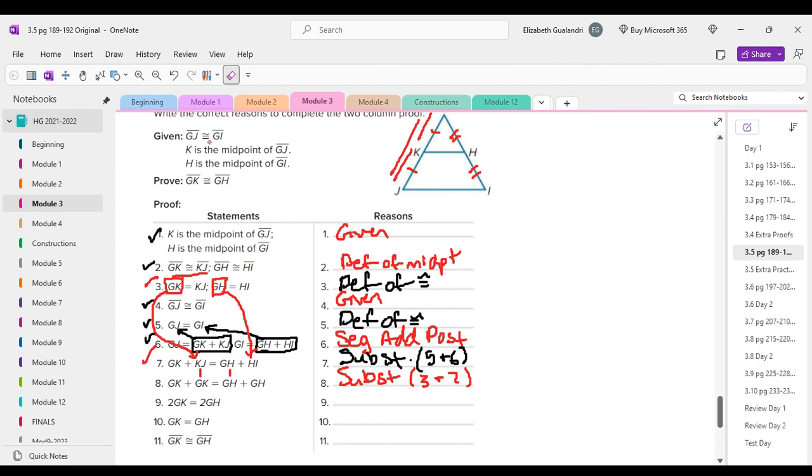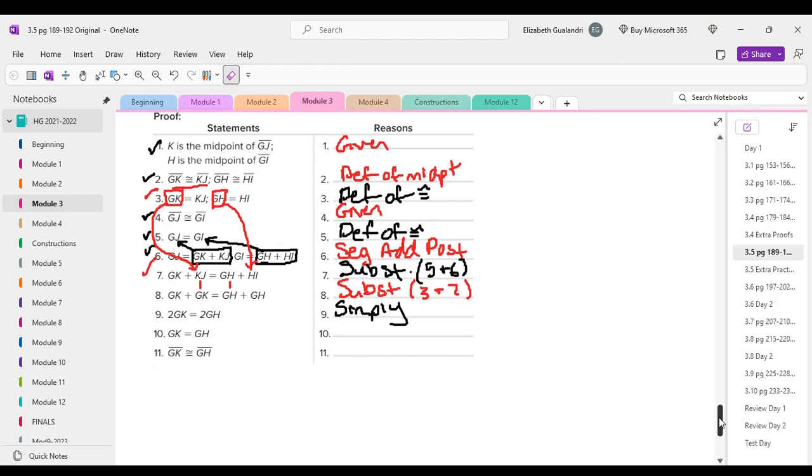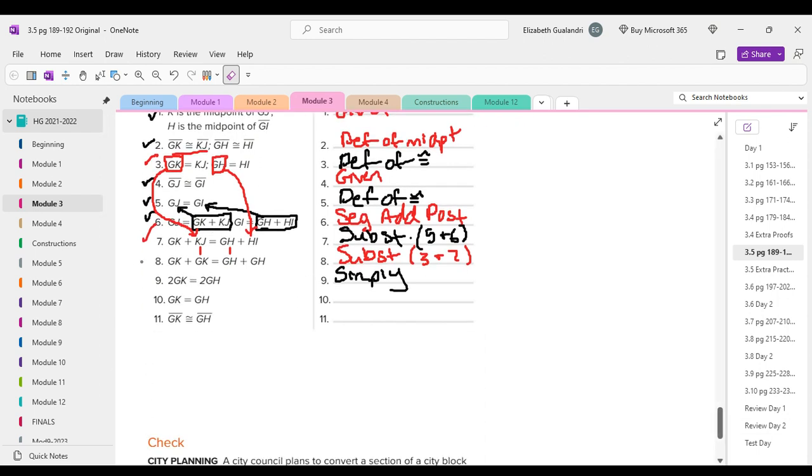So I'm pretty sure I'm just following from there. Continue on, GK plus GK is 2GK and GH plus GH is 2GH. So this is a simplify. You can say substitution. You can also say combining like terms. Okay, so that led us to there. If you don't already have it written down, think about this before I say it as to how this happens. But I look at step 9 and I'm going to divide both sides of step 9 by 2 in order to get to this step here.